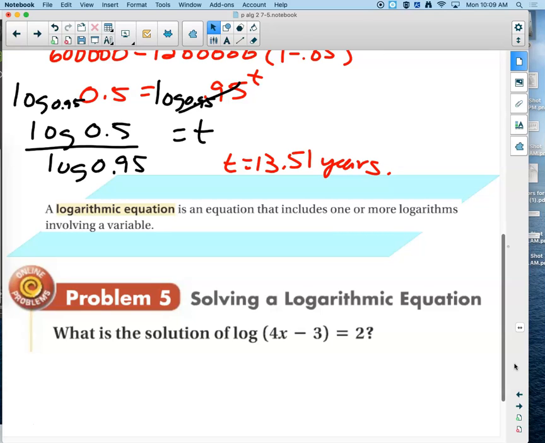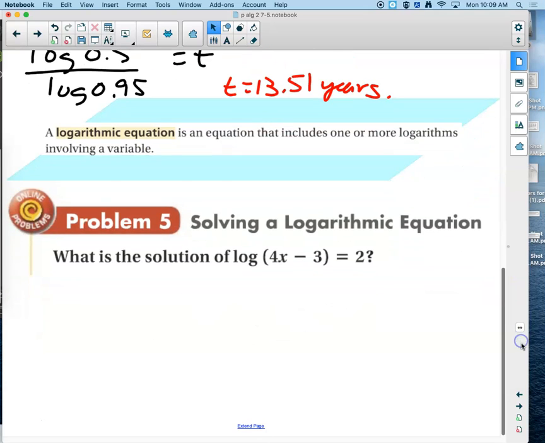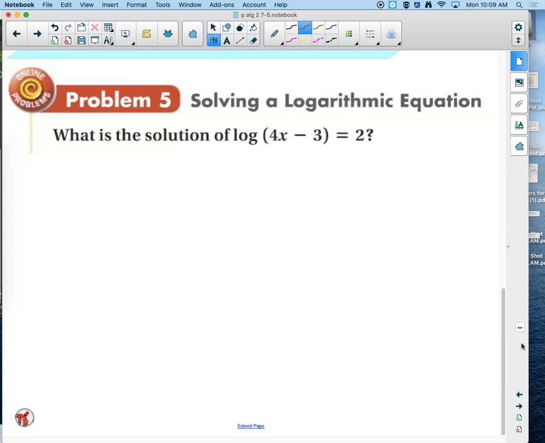But I hope you've noticed that this chapter isn't necessarily the toughest stuff we've ever done, right? So this can't be something that's horrible to solve. So let's see here. Solving a logarithmic equation. What is the solution of log 4x minus 3 equals 2? And I'm going to tell you, because this one only has one logarithm on the one side, and that's the first step, by the way.